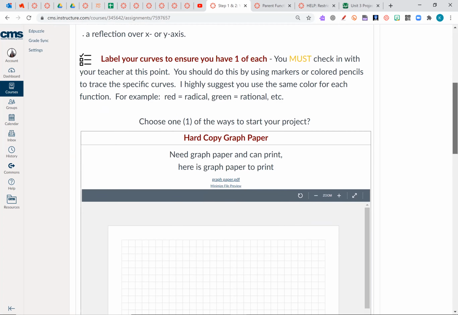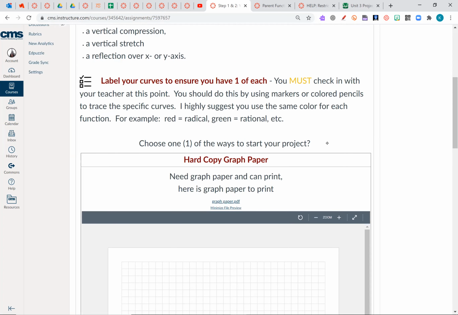So after you do that, you are going to label your curves to ensure you have one of each, like the color that we were talking about before. So remember, your radical functions all need to be red, your rational functions all need to be green, and so forth. So now it's time to get started.